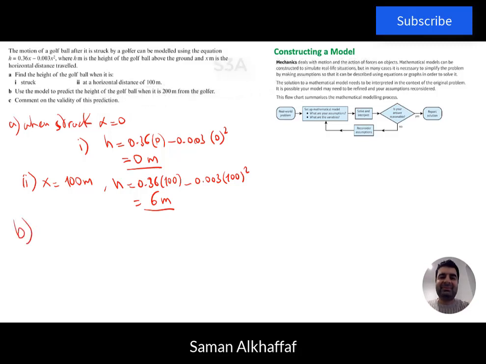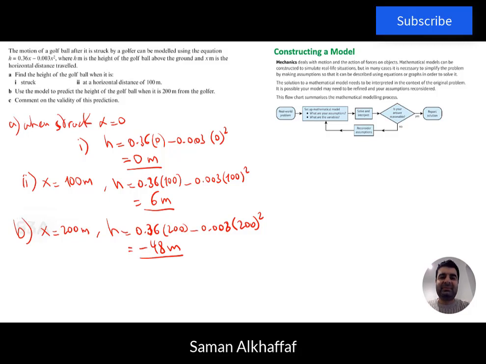So for part B, when x equals 200 meters, we take h to be 0.36 multiplied by 200, take away 0.003 multiplied by 200 squared, so that will give us approximately minus 48 meters.